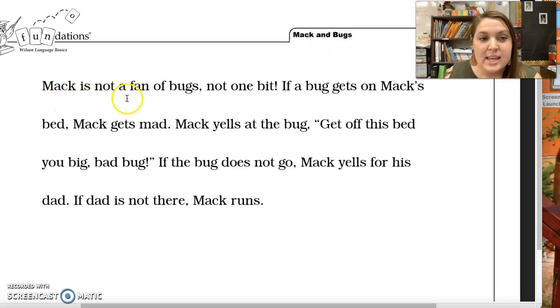Mac is not a fan of bugs. Not one bit. If a bug gets on Mac's bed, Mac gets mad. Mac yells at the bug, "Get off this bed, you big bad bug!" If the bug does not go, Mac yells for his dad. If dad is not there, Mac runs.